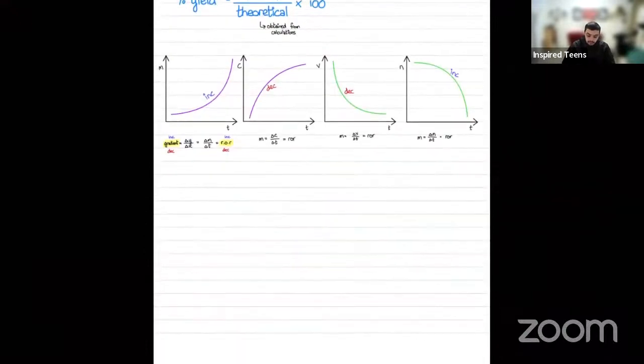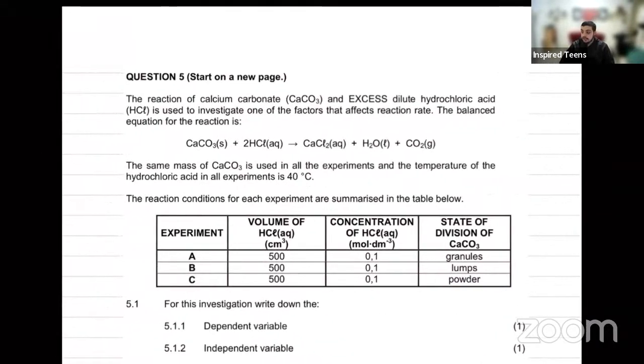Okay, but yeah, that's us for the theory. Let us try and move on to do a question.